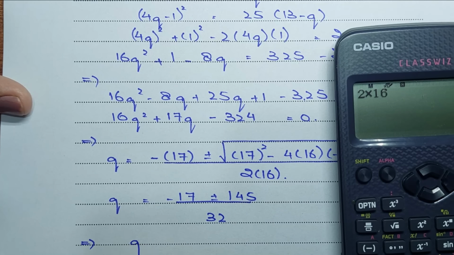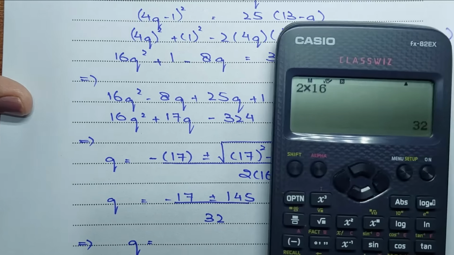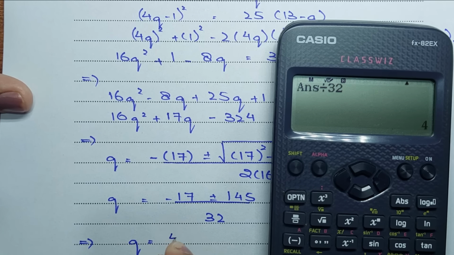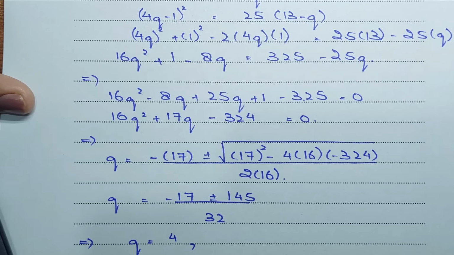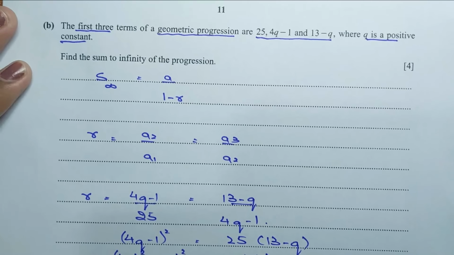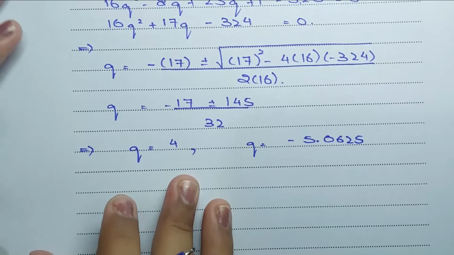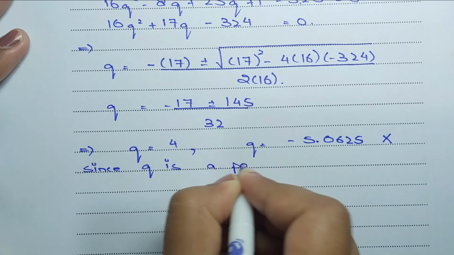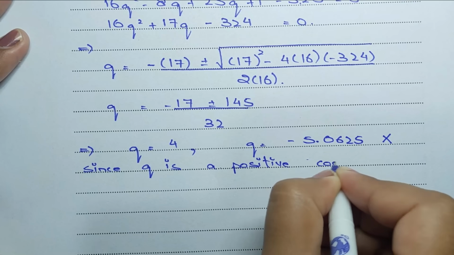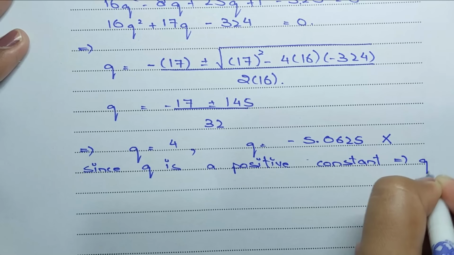Let me solve for the two q values. What is q? So minus 17 plus 145 divided by 32, this is 4, and minus 17 minus 145 divided by 32 is negative 5.0625. So these are the two q values, right? In the question we are given that q should be a positive constant, so we are not considering the negative one. So we can say, since q is a positive constant, this implies q is equal to 4.